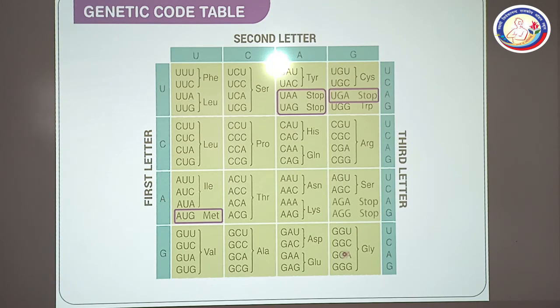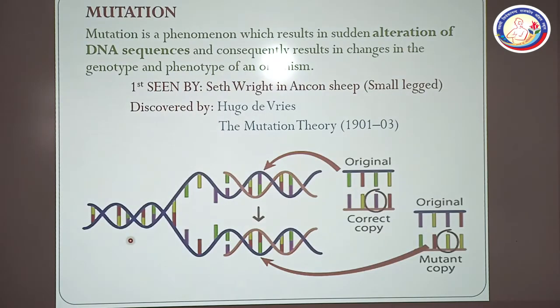This is a table taken from your book. It is made of 64 codons. Out of that you can see UAA, UAG and UGA. These are the stop codons, while AUG, which codes for methionine, is the initiation codon.